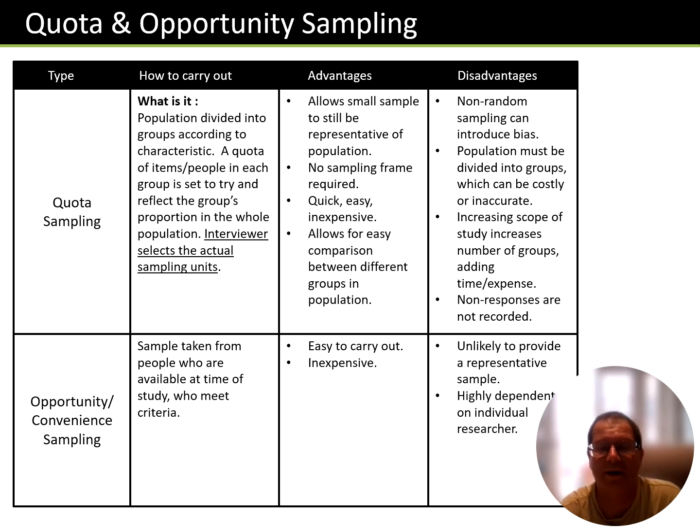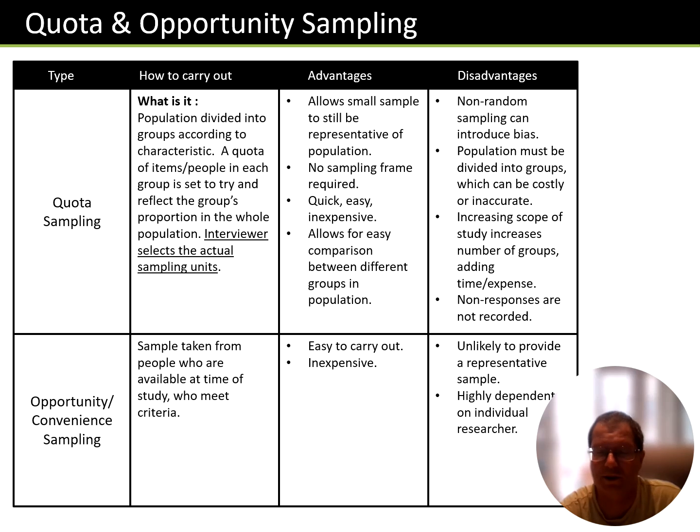So whereas in the random sampling, we were using a random number generator or a hat to determine which sampling units we picked, in this case, quota sampling, it's the interviewer actually choosing the people. Okay, the advantages are that it allows a small sample to still be representative of the population. We don't need a sampling frame. It's quick, easy, and inexpensive, and it allows for easy comparison between the different groups in the population.